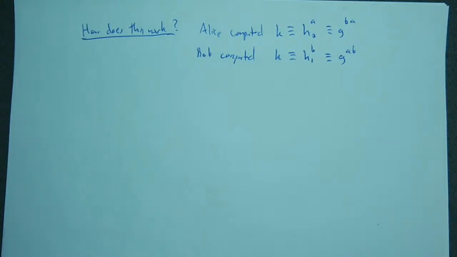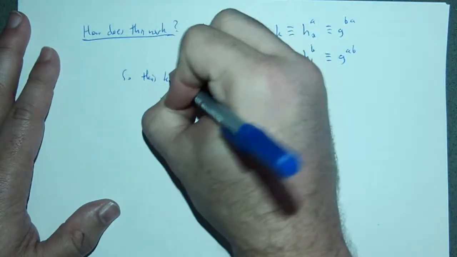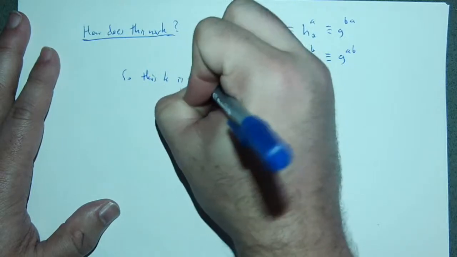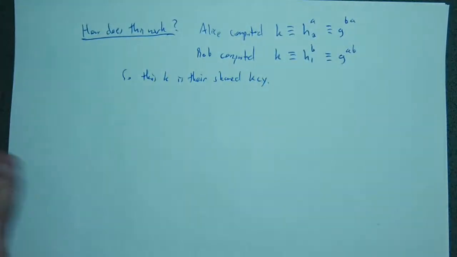And we're lucky, we're living in a universe where b times a and a times b are the same. And so we're good here, right? They have the same key. So this K is their shared key that has been established in secret.